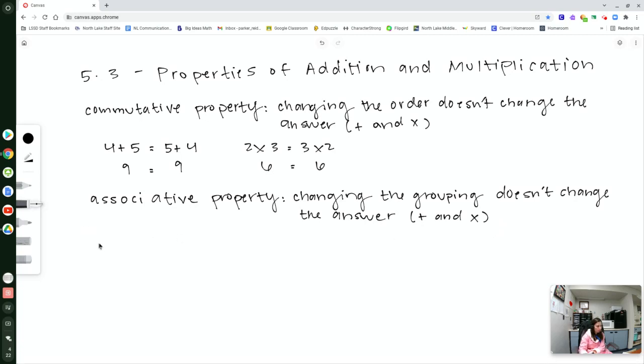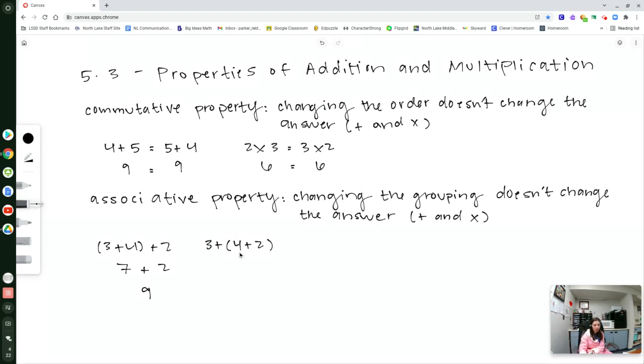So our first example here is going to be (3 plus 4) plus 2. If I evaluate this using GEMDAS, I would do the grouping symbols first. 3 plus 4 would be 7, and then 7 plus 2, I would get 9. Now let's change the grouping. Let's pick those parentheses up and shift them over so that they are surrounding the 4 plus 2 instead. I just picked them up and moved them over.